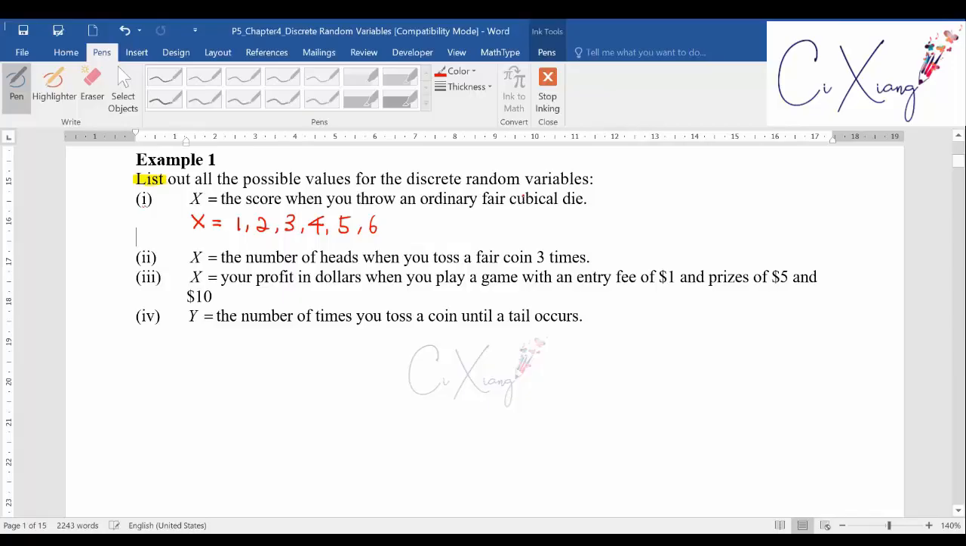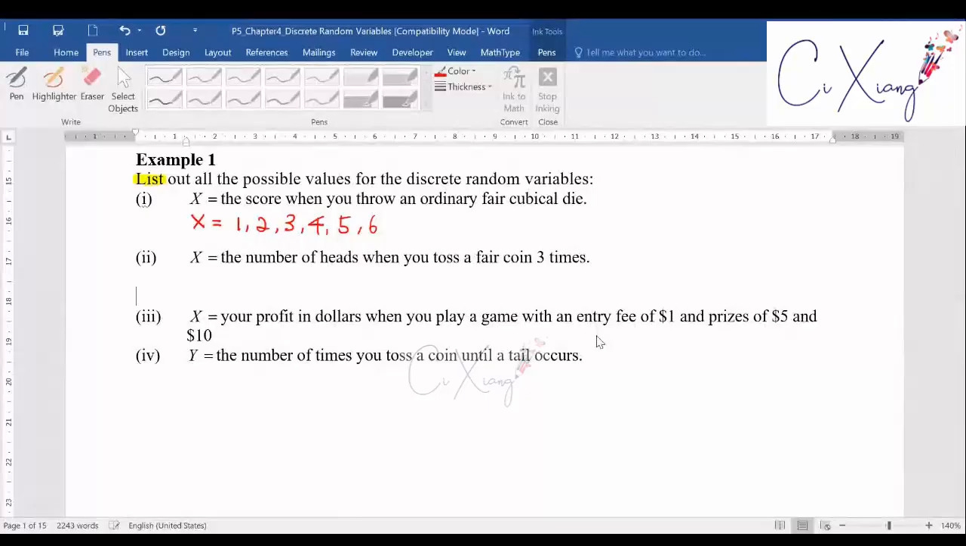You need to list out all the possible values first. This is a very important step, because if you write out the values wrongly, then definitely your whole table later is the wrong one. But there's no special technique, you just use common sense to list it out. No technique, no formula, nothing. It is just common sense, right? So we'll start with part number 2.